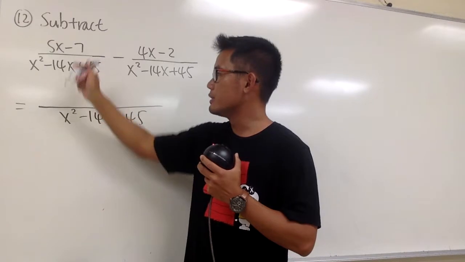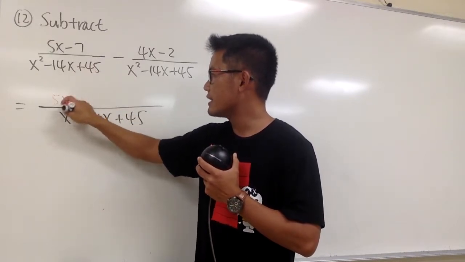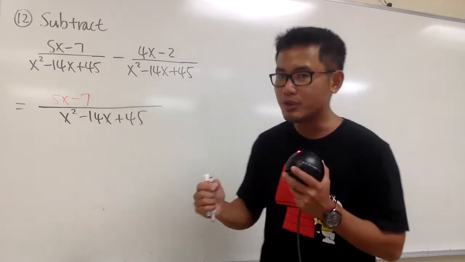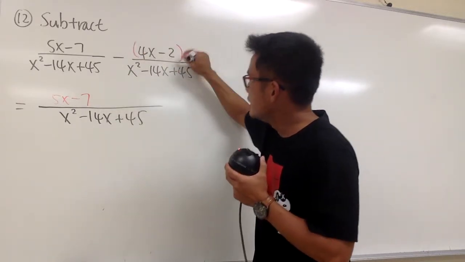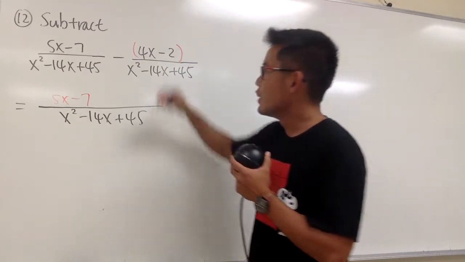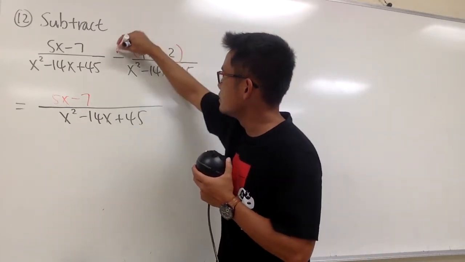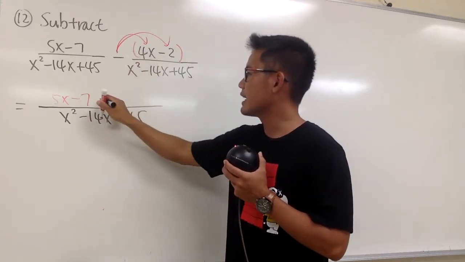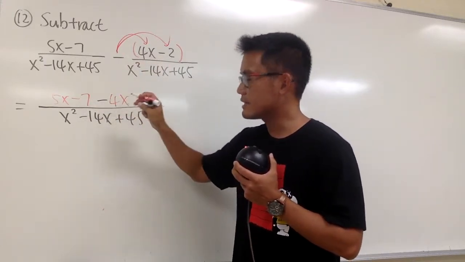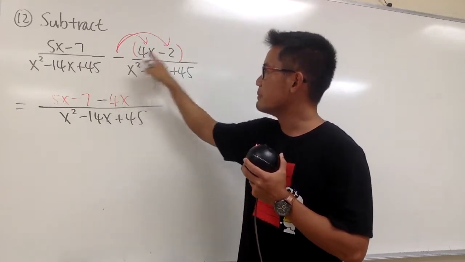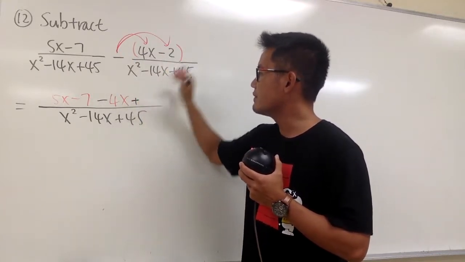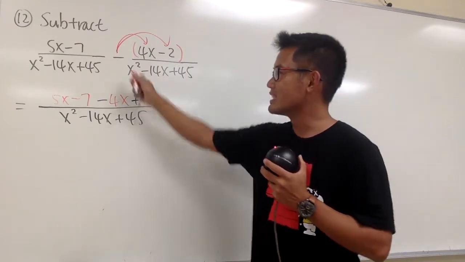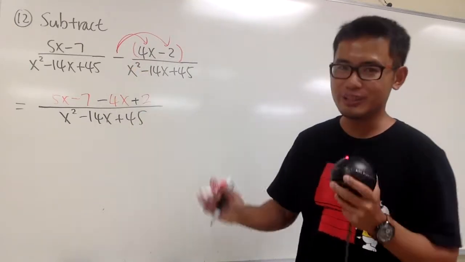And now, let me put down the top right here, 5x minus 7, and you see that this is a subtraction, right? Be sure to put down that invisible parentheses, and we take the subtraction and distribute, right? So you see, negative times 4x, that's negative 4x. And then negative times negative becomes positive, and we have the 2 right here. So be sure to do this step carefully. Subtraction situation is usually trickier.